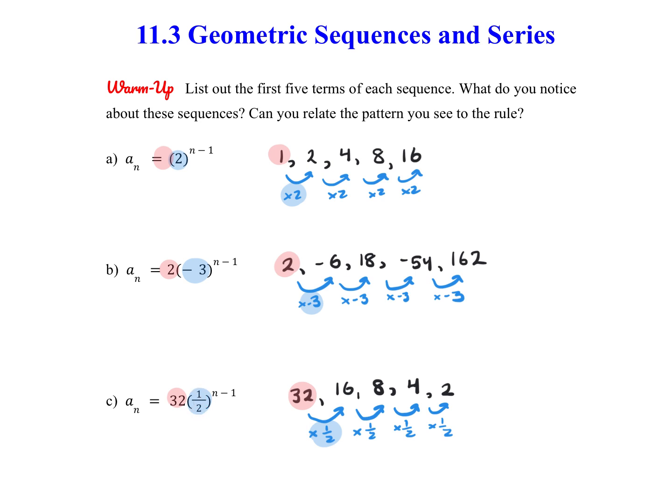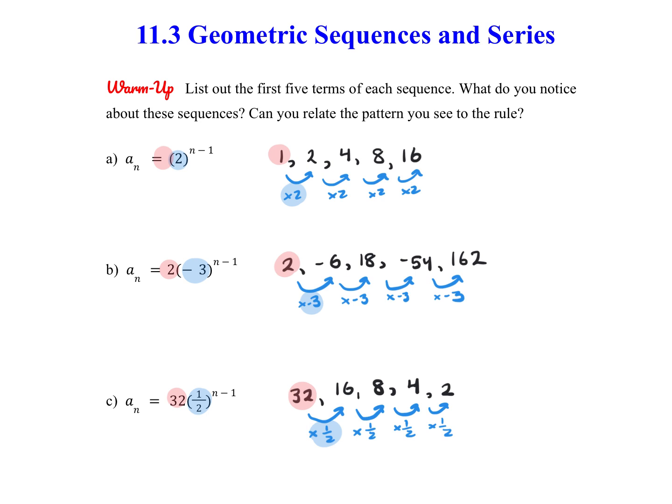And then another pattern I noticed is that the first term of my sequence is the coefficient of that exponential term. Here, there's a 1 is my first term, and that would be the coefficient. 2 is my first term, we multiply by 2. 32 is my first term, multiply by 32. So this is part of the rule for making what's called a geometric sequence. Again, maybe you already guessed that these are geometric sequences.